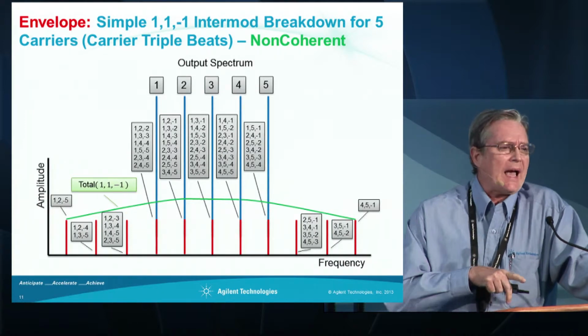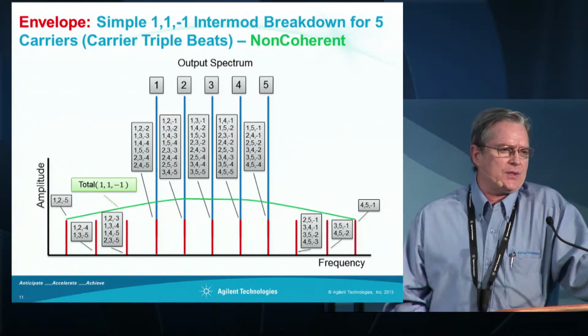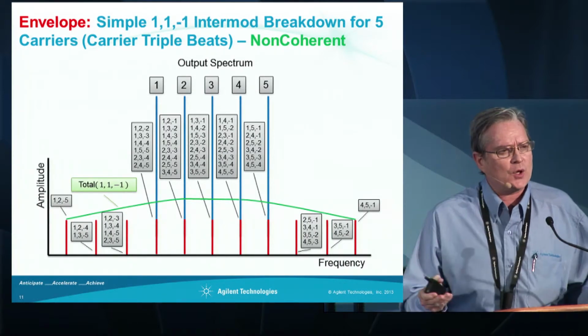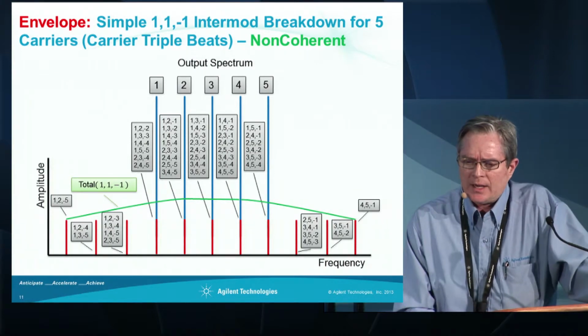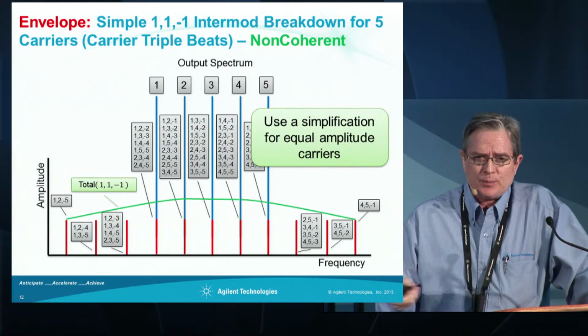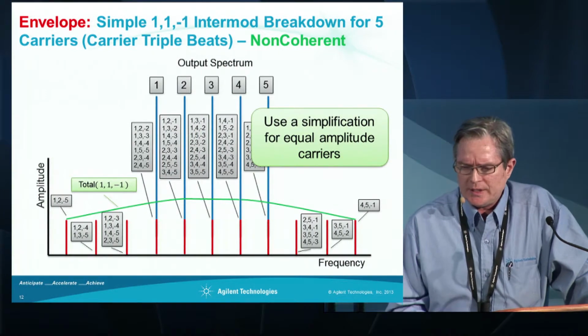Well, when we add up these signals non-coherently, we're going to get a total. What I mean by non-coherently is that it's assumed that the carriers and the intermods are just a little bit out of phase, and so when they add, they're going to add in power. So we can make a simplification here where we use equal amplitudes.